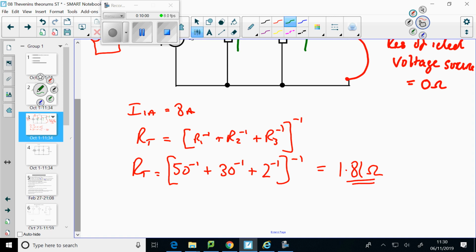So what we can do is say that V2 is equal to V3 is equal to V4. So all these resistors are in parallel with each other. And it's going to be equal to all the current going through the parallel combination, times the resistance RT. So that's 8 times 1.81 equals.